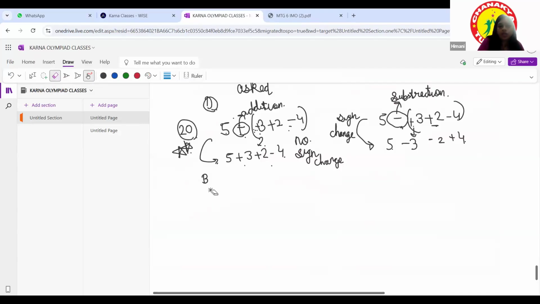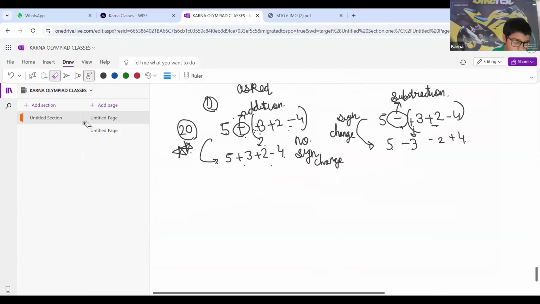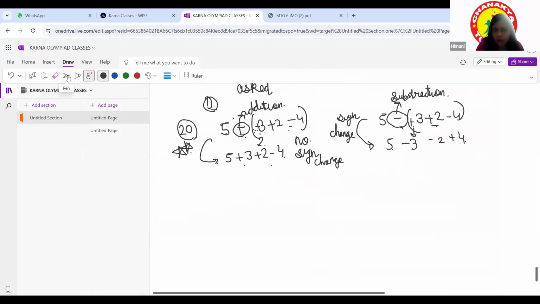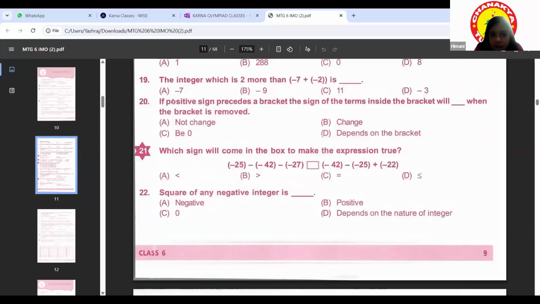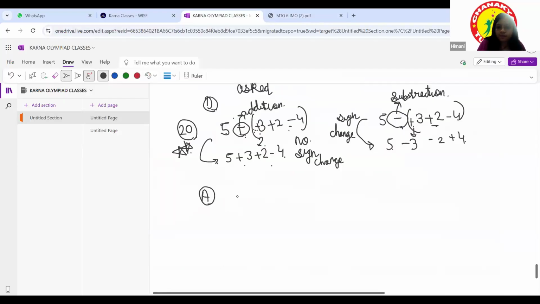It is not changing. No, you didn't understand how. You understood, no, how it is? Yes, ma'am. Because they have told you that it is addition. If they had told you that the negative sign precedes, if here instead of positive sign there was a negative sign, then it would be the B. But if there is a positive sign, inside the bracket nothing is going to change in sign. If it is plus, it will remain plus. If it is minus, it will remain minus. So the answer is A. Okay, 21.